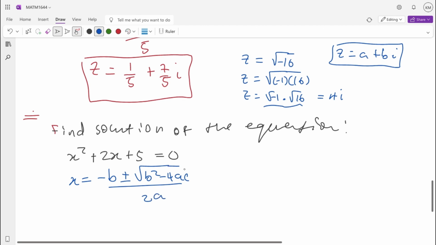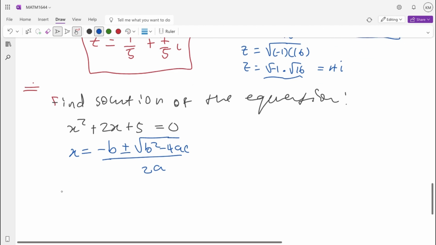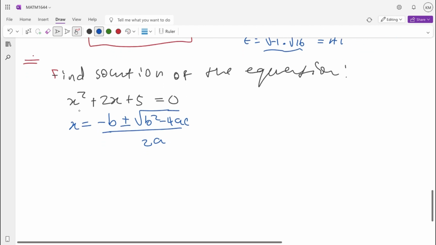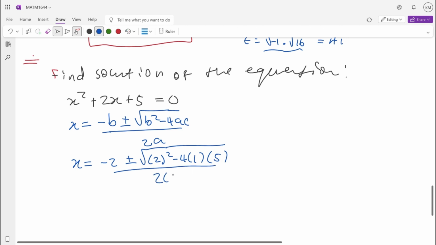So now here you're just trying to use the quadratic formula that you know to solve these things. So what is b? b is 2, a is 1, and c is 5. So you're just going to plug those in, and you will end up having x equals minus 2 plus or minus the square root of 2 squared minus 4 times a, which is 1, and c, which is 5. Then divide that by 2 times a, which is 1.